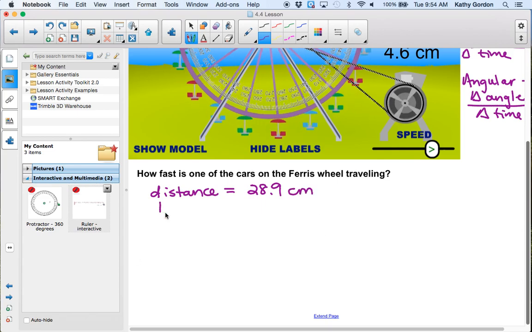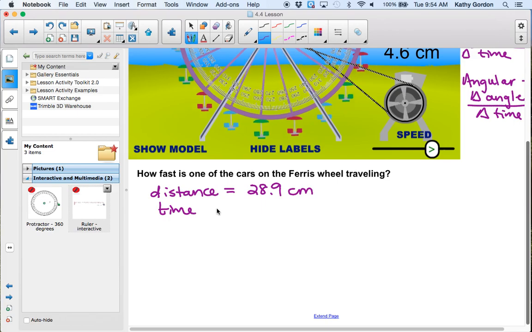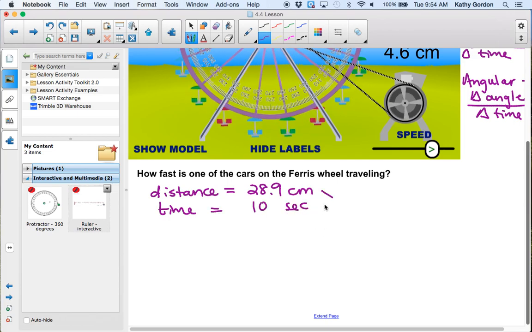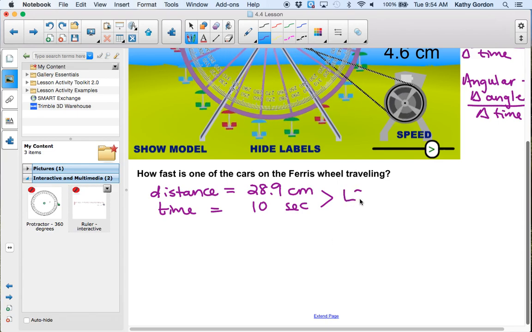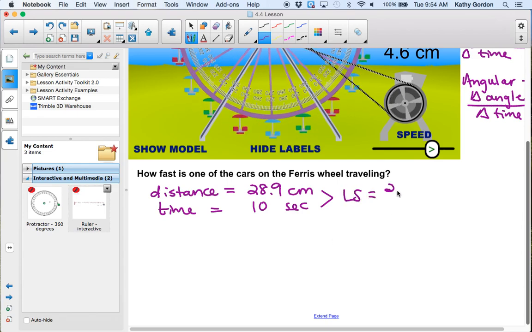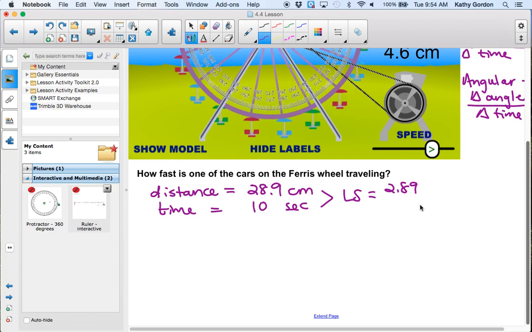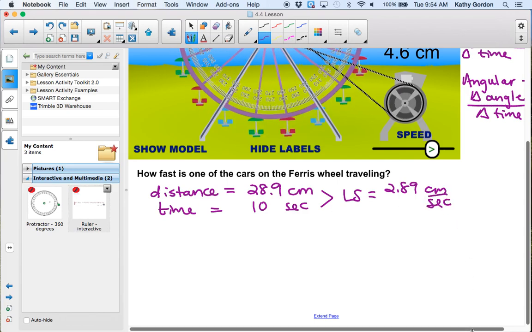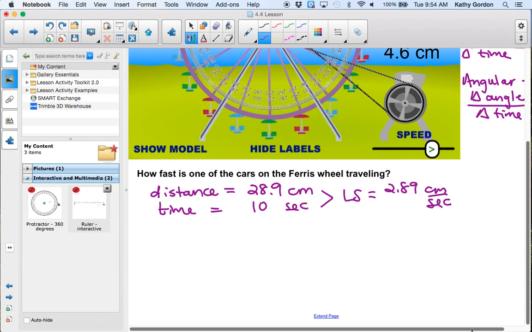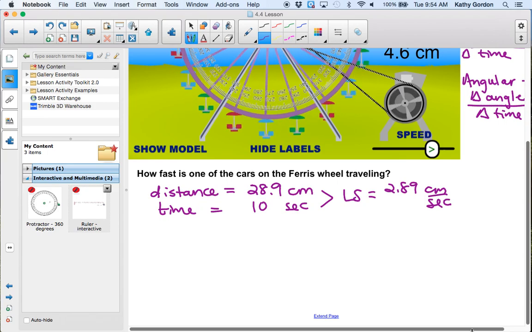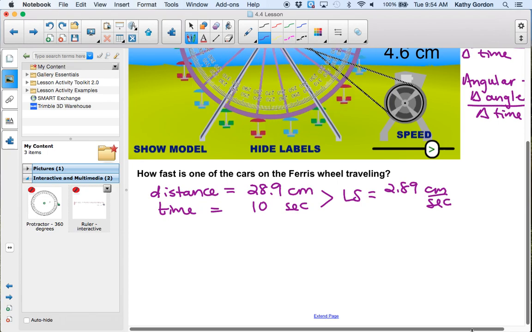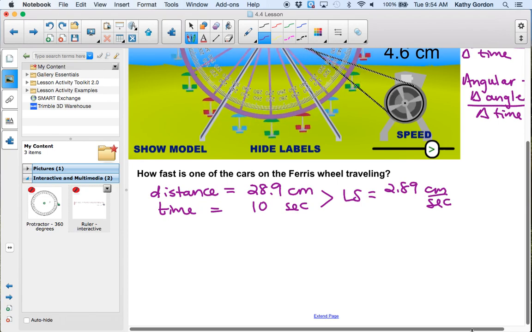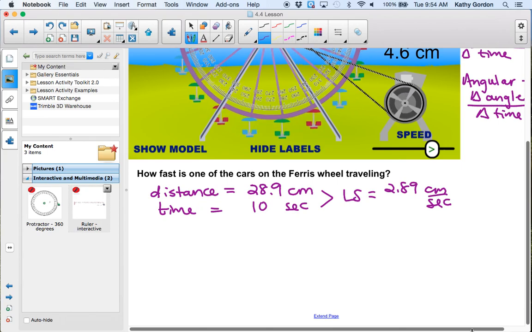Okay. What was our time? 10 seconds. So based on that, what is our linear speed? 2.89. Now, does that mean anything to anybody? Maybe if I was in physics it would, but quite honestly, velocity, is that fast? Is that slow?